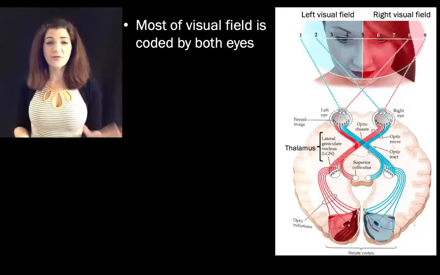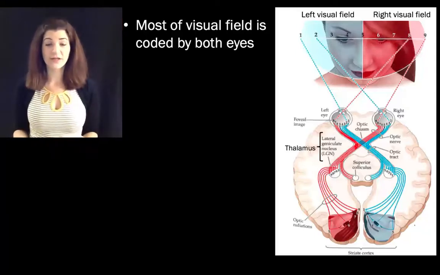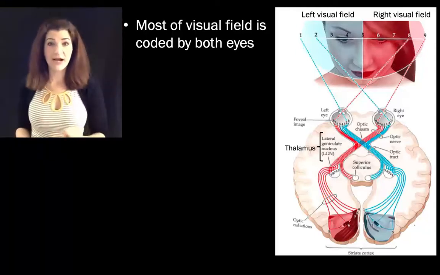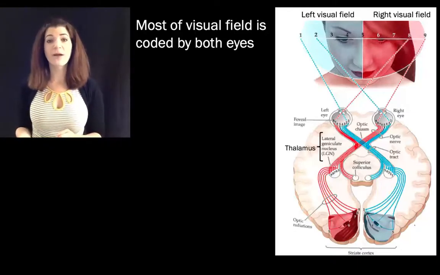So there are a few things that I want to point out about this visual schematic. The first is that both eyes pick up input from both visual fields. So I can see stuff in the left half of space out in my left visual field with both my left eye and my right eye. There's just a tiny little slice of visual field that's coded for by only one eye.